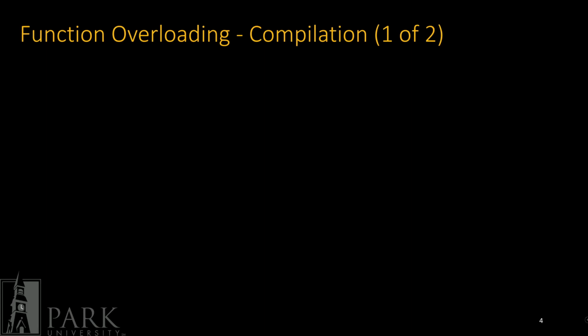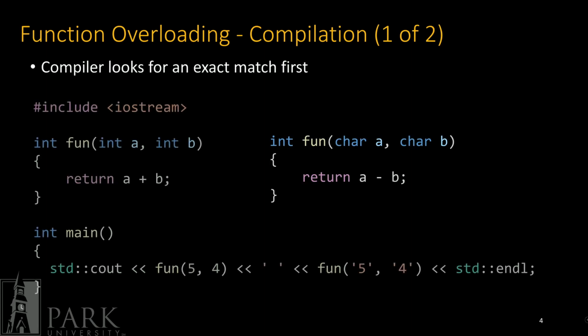During compilation, compilers first look for an exact match for a function call. For example, if we have 2 overloaded versions of the function fun, the first call to fun will be matched to the int version, as you can see here. Okay, it's got an int and an int. And the second call, right here, you can see we have 2 chars, will be matched to the function fun that takes in 2 chars.